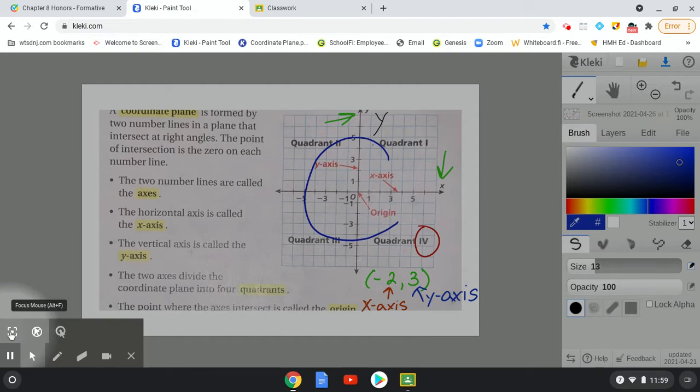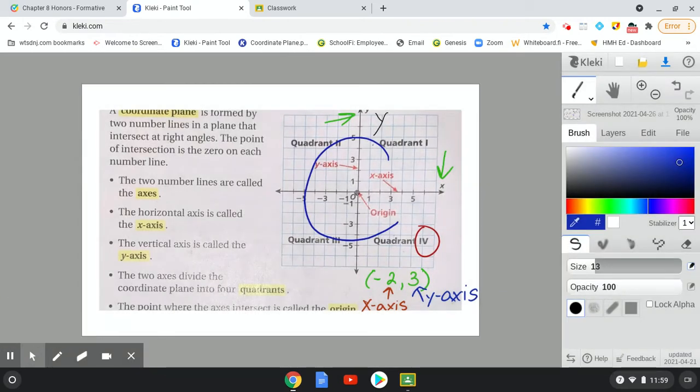When we go to plot a point, we are always starting at our origin, which is 0,0. So I would start here. My first number is going to tell me whether I'm going left or right. If you notice, to the right I have positive numbers, to the left I have negative numbers. Because my first number is a negative, from my origin I'm going to go left to -2.